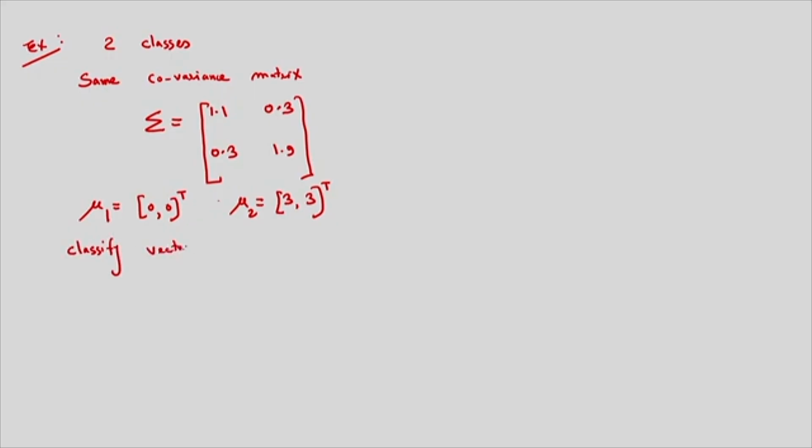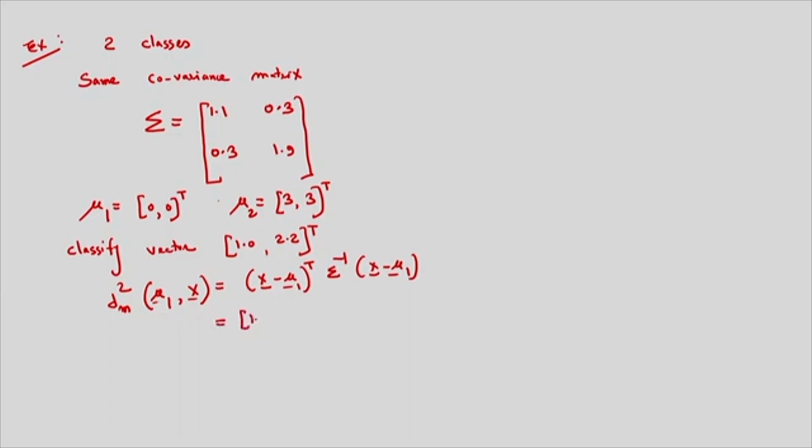the vector. The vector is 1.0 and 2.2 transpose. So first let us consider the Mahalanobis distance, the Mahalanobis distance between the first mean and the Fisher vector. The Fisher vector is, suppose, x. So corresponding to this, you can see the Mahalanobis distance is, this is the expression for the Mahalanobis distance.